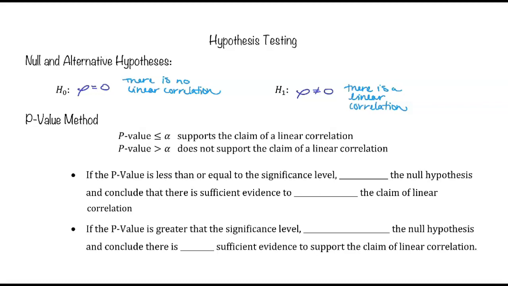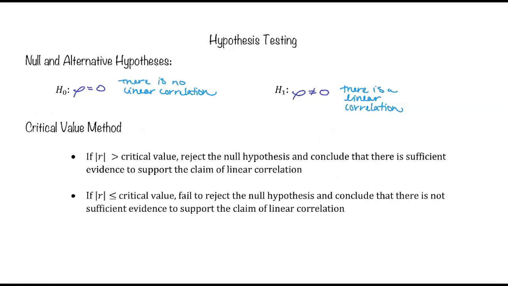We can run a hypothesis test using the p-value method or the critical value method. With a significance level of alpha, if the p-value is less than or equal to the significance level, we reject the null hypothesis and conclude that there is sufficient evidence to support the claim of a linear correlation. And if the p-value is greater than the significance level, then we fail to reject the null hypothesis and conclude that there is not sufficient evidence to support the claim of a linear correlation. With the critical value method, we are comparing R, the linear correlation coefficient, to the critical value.